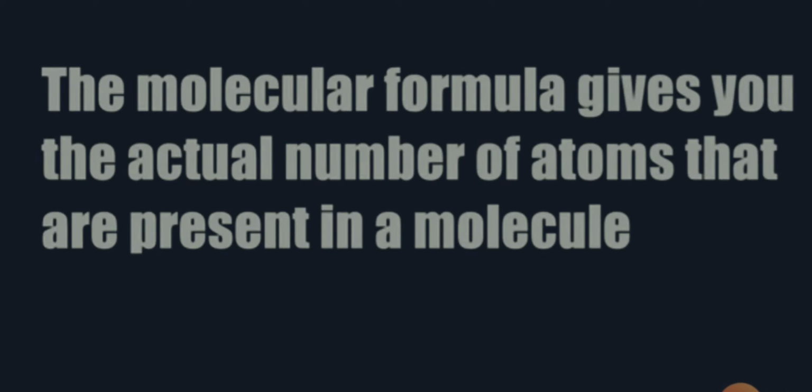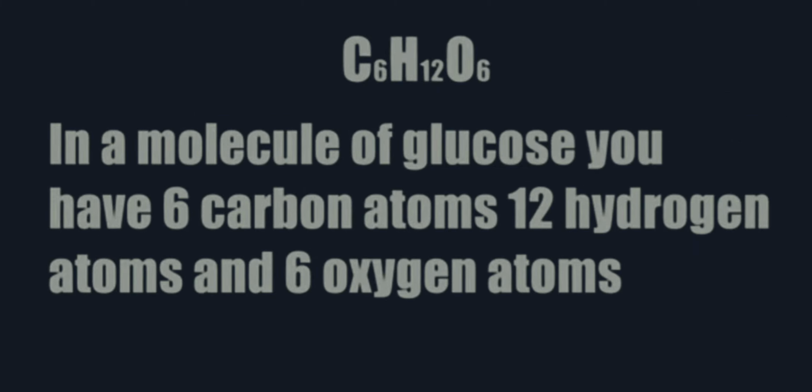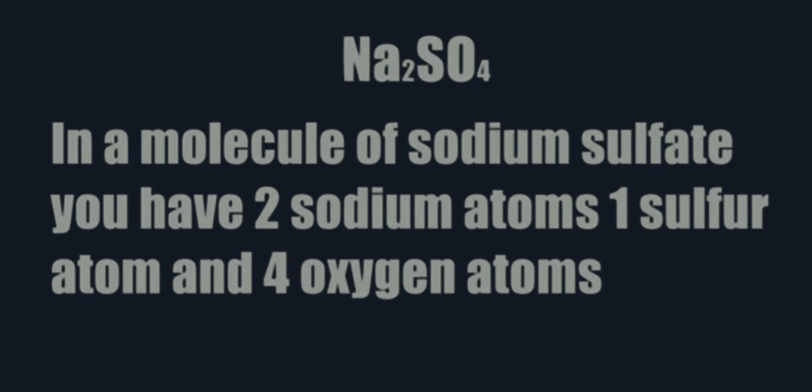The molecular formula gives you the actual number of atoms that are present in a molecule. For example, in a molecule of glucose, you have 6 carbon atoms, 12 hydrogen atoms and 6 oxygen atoms. So the molecular formula is C6H12O6. For Na2SO4, we have 2 sodium atoms, 1 sulfur atom and 4 oxygen atoms. So the molecular formula is Na2SO4.